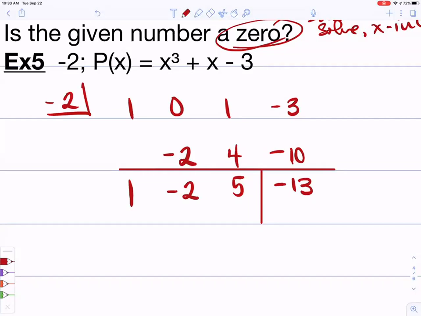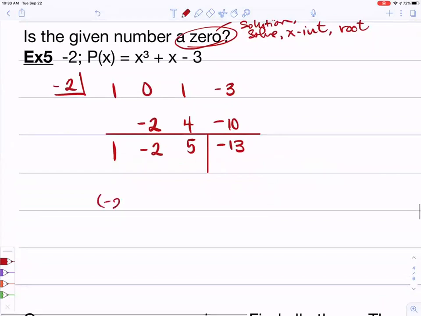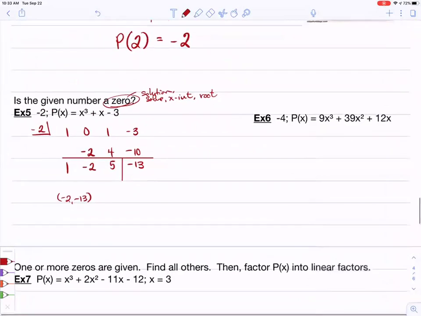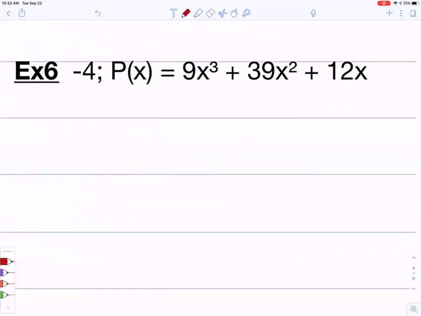So just to give you a visual picture of this, if I were graphing this, I would be graphing the coordinate negative 2, negative 13, because if my x value is negative 2, my y value is negative 13. But if it's going to be an x-intercept, what do all x-intercepts have in common with each other? A y value of 0. So if it's going to be a solution or an x-intercept or a root or a 0, it needs to be something comma 0, so that I can draw it on the x-axis. All right, go do the same thing for number 6.